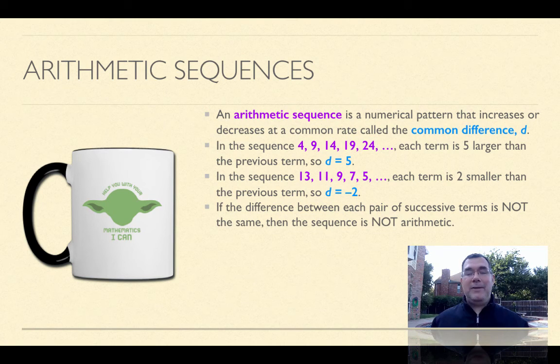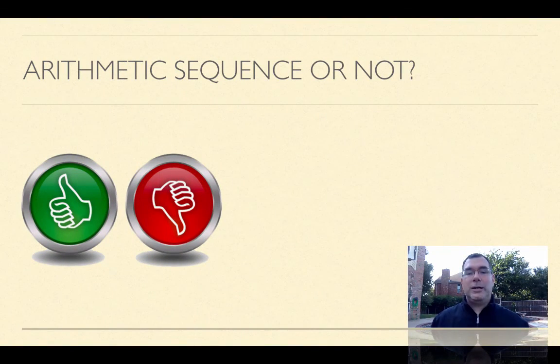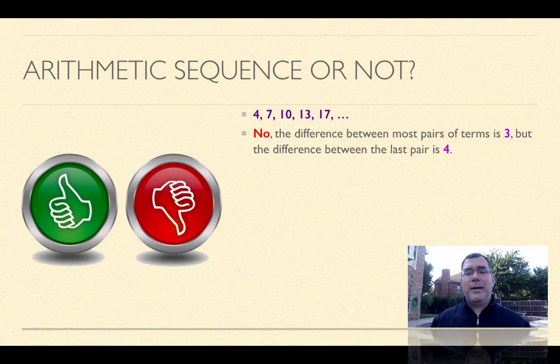Okay? And if there's any variation in that common difference, if it's not common, even in one spot, then the sequence automatically becomes not arithmetic. So let's look at some sequences and determine whether they're arithmetic or not. 4, 7, 10, 13, and 17. Well, everything starts off good. It looks like I'm going up by 3s to get from 4 to 7, 7 to 10, 10 to 13. But going from 13 to 17, I have to go up by 4. So this is not an arithmetic sequence because in one spot, it's not going up by the same amount anymore.